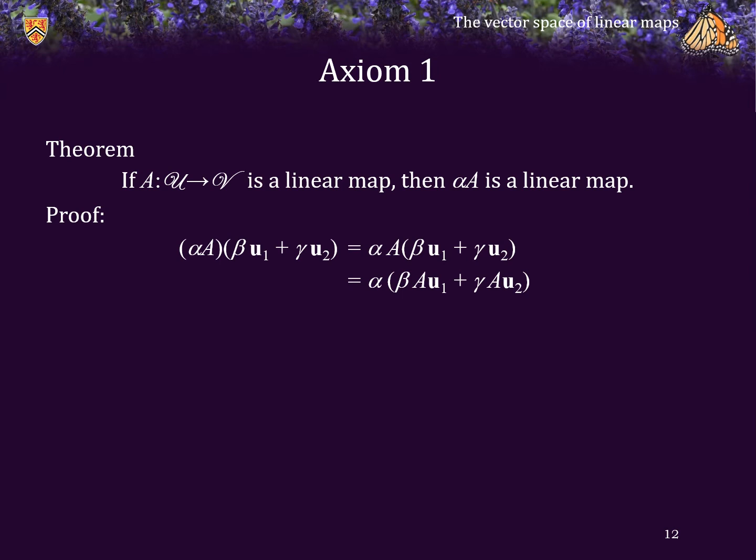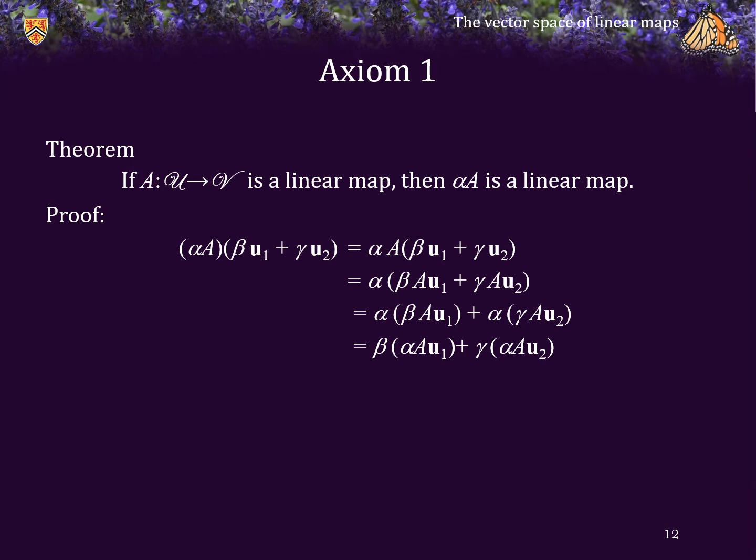Now we have a scalar times a sum of two vectors in V, and scalar multiplication distributes across vector addition. But now we just have two scalars multiplying vectors in V, and thus we can swap those values. So now we have beta times alpha times A applied to U1 plus gamma times alpha times A applied to U2.